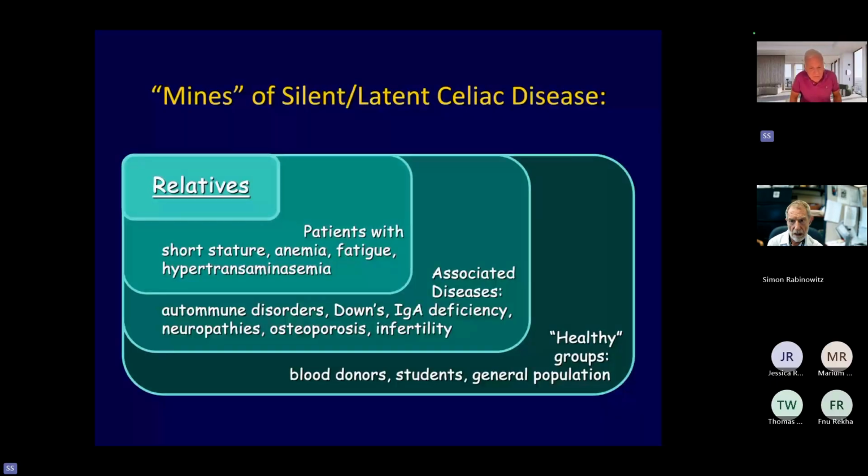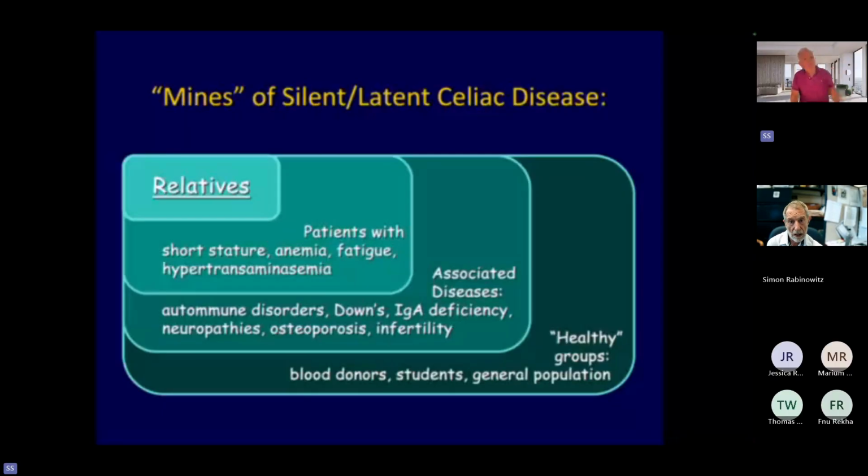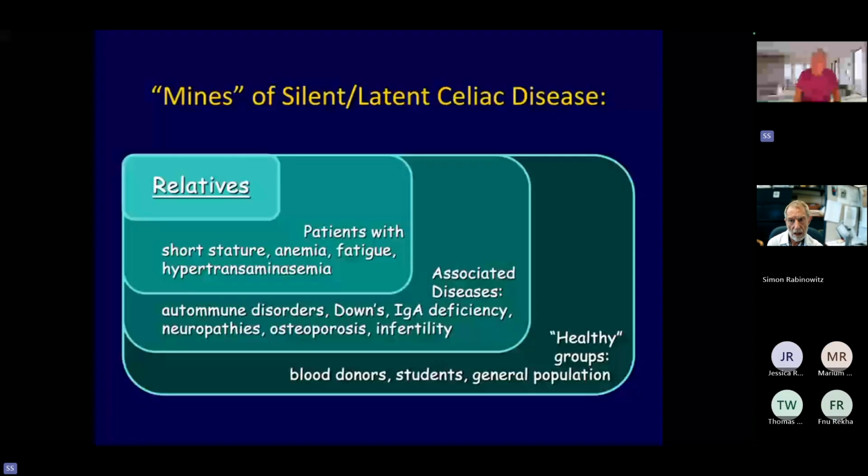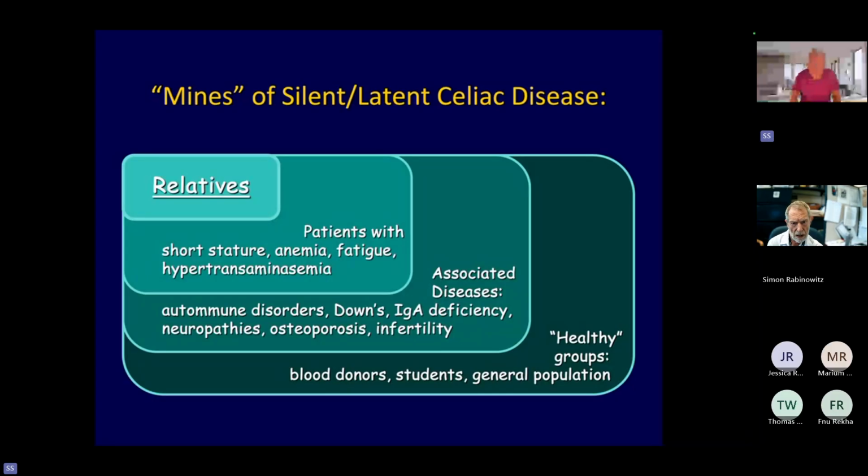It's a favorite board question. A young woman presents at 15 years of age with primary amenorrhea. When you see that on the boards, you know they're looking for celiac disease because they always are. It appears just about every year on the boards. Patients with unexplained osteoporosis and patients with unexplained neuropathies. Again, the neuropathies, the osteoporosis, are a consequence of disordered vitamin homeostasis. And then finally, in large screening studies, looking at blood donors, students that are being screened, and the general population.